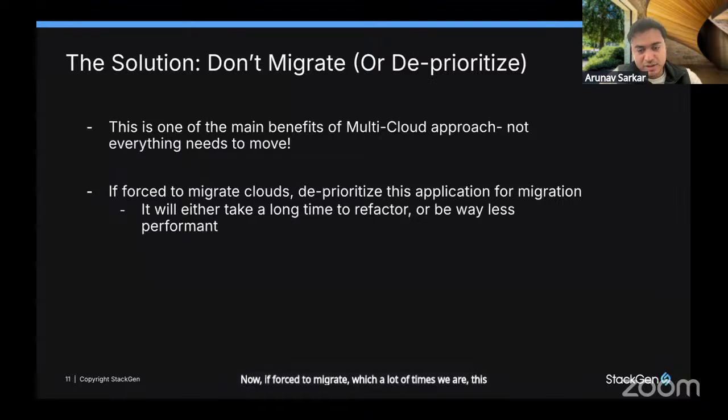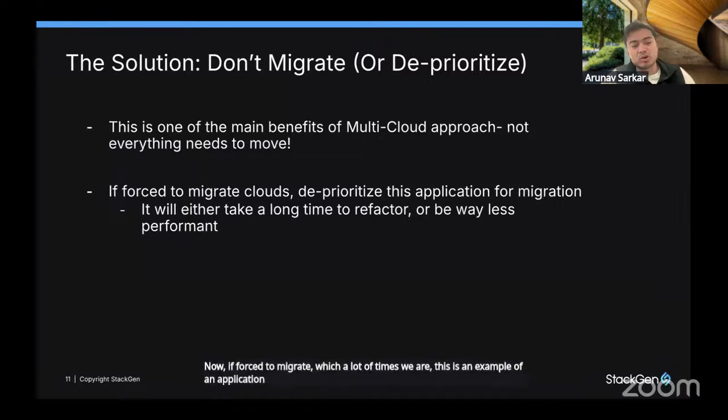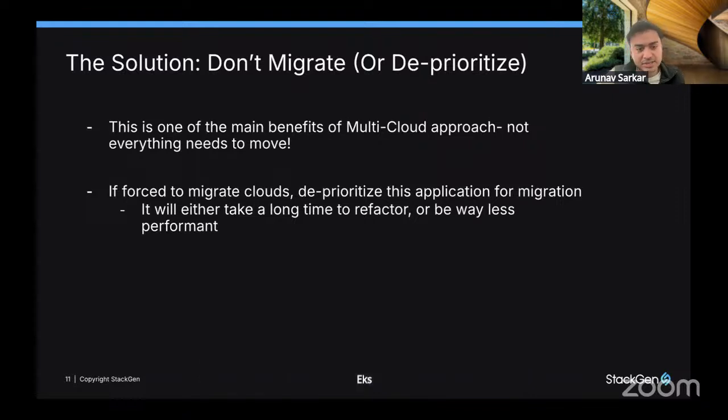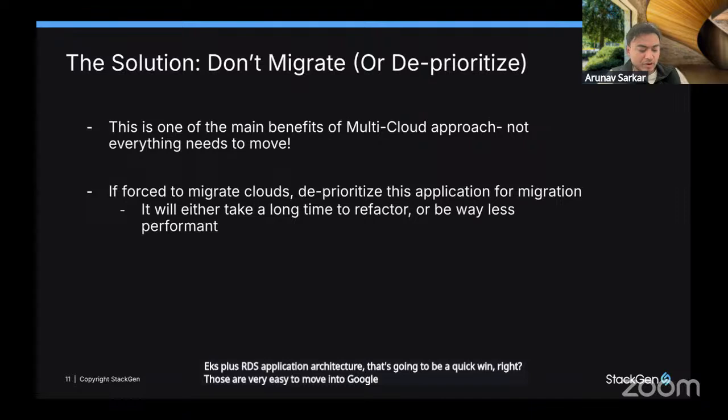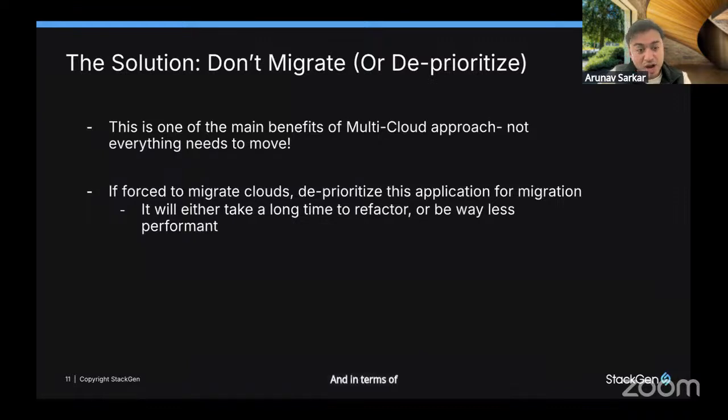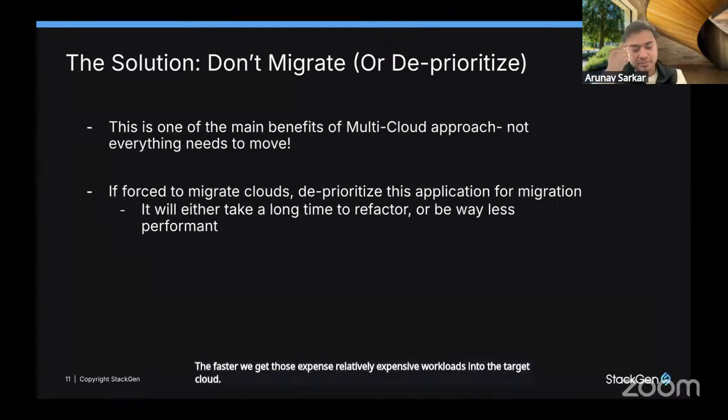Now, if forced to migrate, which a lot of times we are, right? This is an example of an application that should probably be deprioritized, right? There is a lot of low-hanging fruit that can be migrated very quickly. For example, that EKS plus RDS application architecture, that's going to be a quick win, right? Those are very easy to move into Google, and we're going to be able to show rapid adoption for any of our workloads that fall under that architecture pattern. And in terms of just getting off for cost reasons, the faster we get those relatively expensive workloads into the target cloud, right, the better.